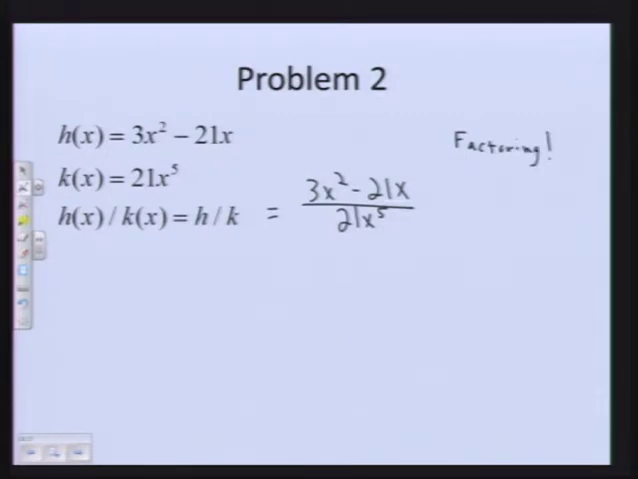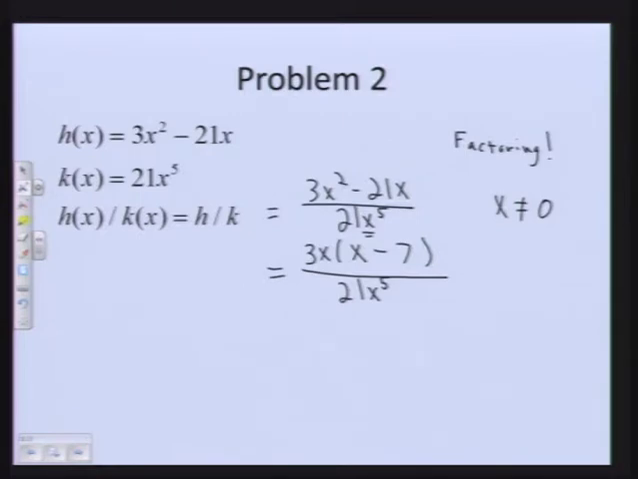Okay, it's very important. You use factoring to reduce. Now, again, before I go on, I have an x in the denominator, and it's simply an x. X cannot equal 0, so I have to leave that out of my domain. Now, the numerator, 3 and 21, I can factor out a 3. I have x squared and x, I can factor out an x. So the top factors with a common factor of 3x, leaving me x minus 7. The denominator is a single term, 21x to the 5th.